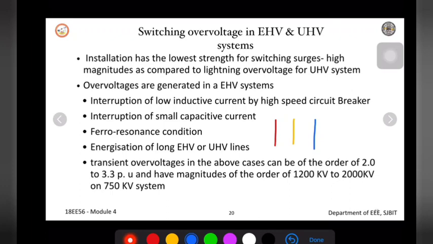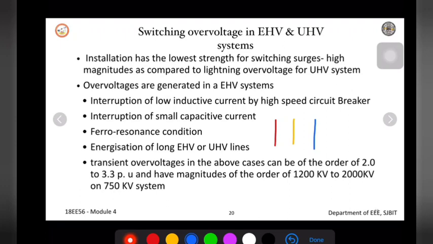And the next one is energization of EHV and UHV lines. When you are trying to charge new lines, in that case also we will have over voltages. There is also transient voltage generated within the power system based on the above cases, because of low inductive current, capacitive current, ferro resonance condition, or energization of EHV and UHV. The transient over voltage will be generated in the order of 2 to 3.3 per unit.